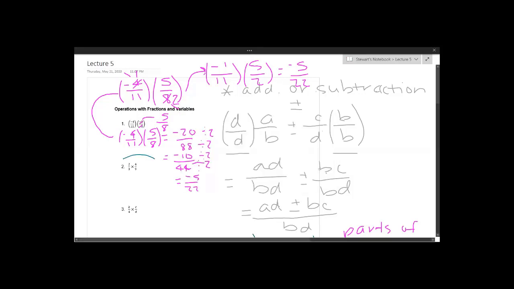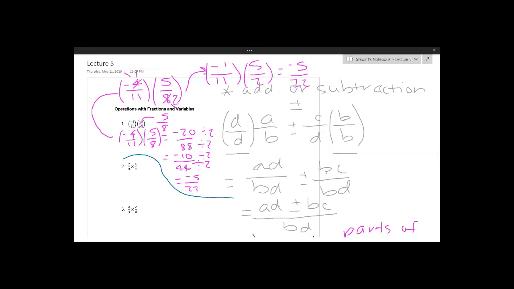Okay. So moving right along to number 2, we have 2/3 times 4/9. It's just two positive fractions multiplied together, no big deal. We can just multiply those straight across. If you look across this diagonal, 2 and 9 don't share anything, 4 and 3 don't share anything. We can't cross cancel, so cool.